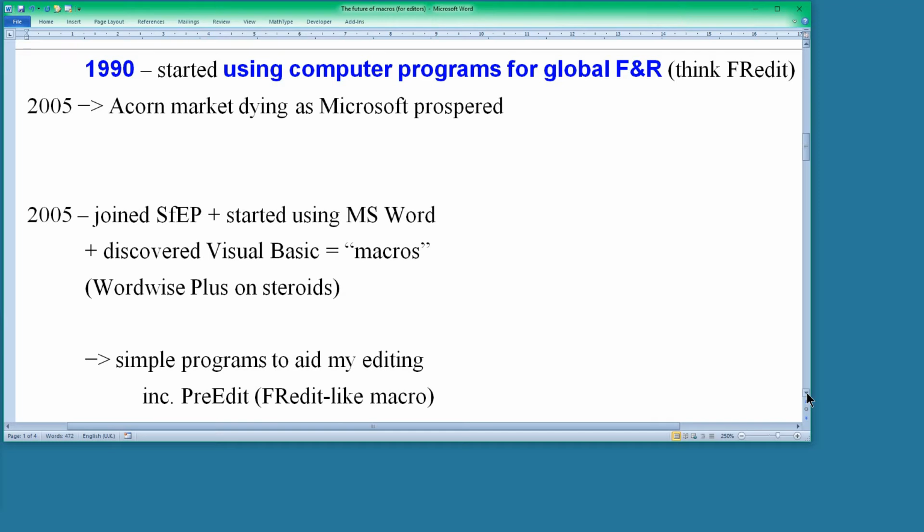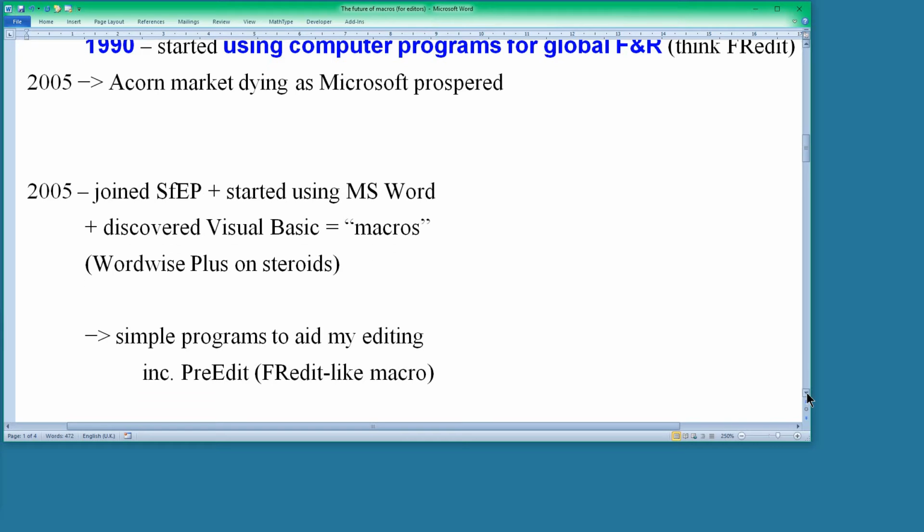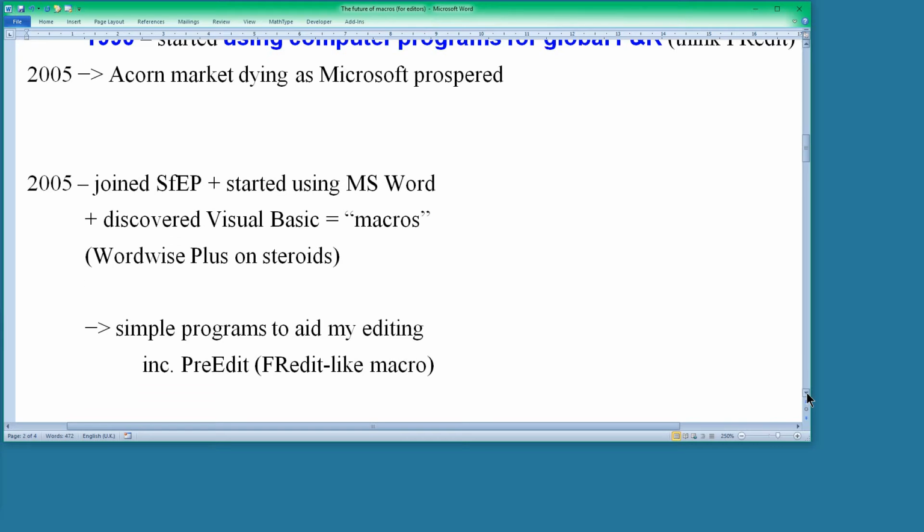So I found a friend in the Acorn fraternity who was able to program in macros, and he created Pre-Edit, which is the forerunner to Fredit, and I began to use it within my editing work. And at the same time I started developing further programs, simple programs, to help with what I was doing.